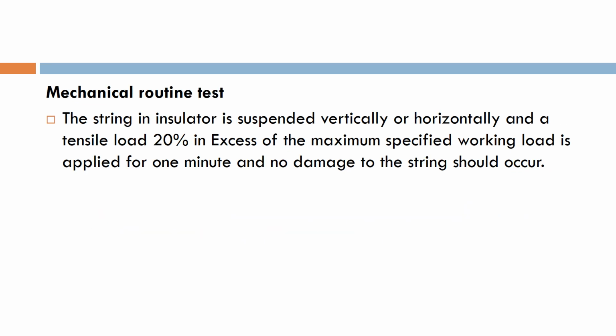Mechanical routine test. The string insulator is suspended vertically or horizontally, and a tensile load of 20% in excess of the maximum specified working load is applied for 1 minute, and no damage to the string should occur, to check the mechanical stress. This is how the mechanical stress test is done.